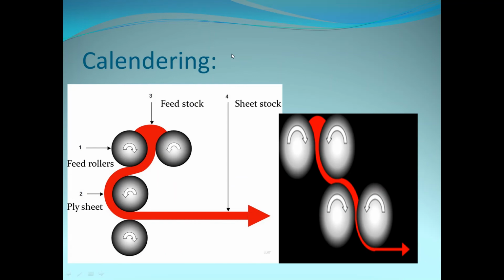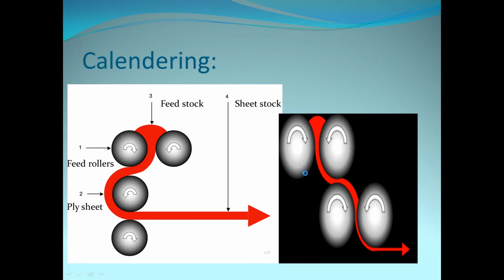Then calendaring is nothing but using rollers, we can give some feedstock. The feedstock is where we have sheet metal, or we have raw material. The rollers always rotate one opposite to the other. Then through these feed rollers, the sheet will be drawn into thin. Then it is the ply sheet. From this we can get the normal sheet stock. The raw material we can derive into the sheet stock.